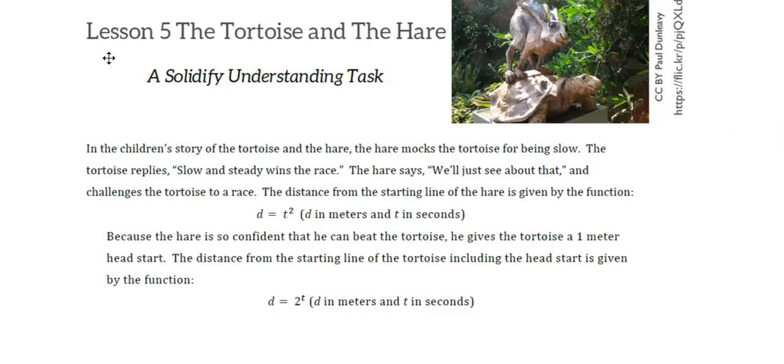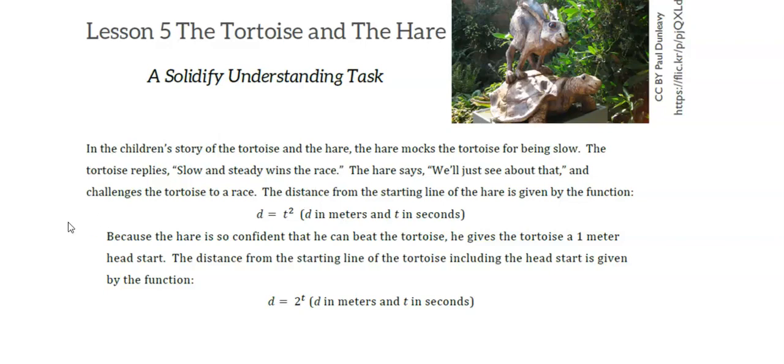In the children's story of the tortoise and the hare, the hare mocks the tortoise for being slow. The tortoise replies, "Slow and steady wins the race." The hare says, "We'll see about that," and challenges the tortoise to a race. The distance from the starting line of the hare is given by the function d equals t squared, where d is in meters and t is in seconds.